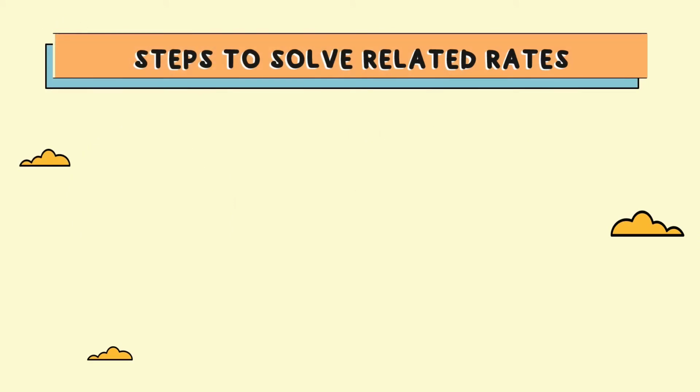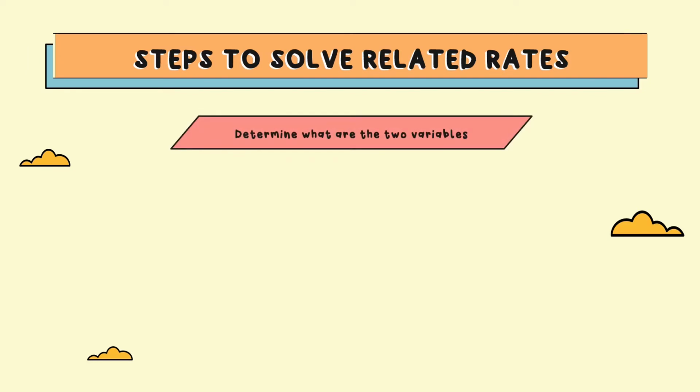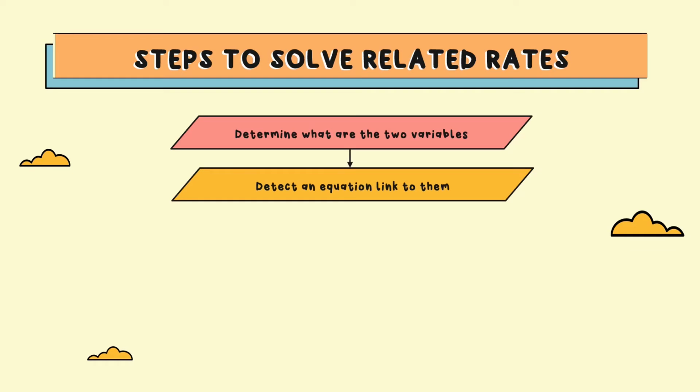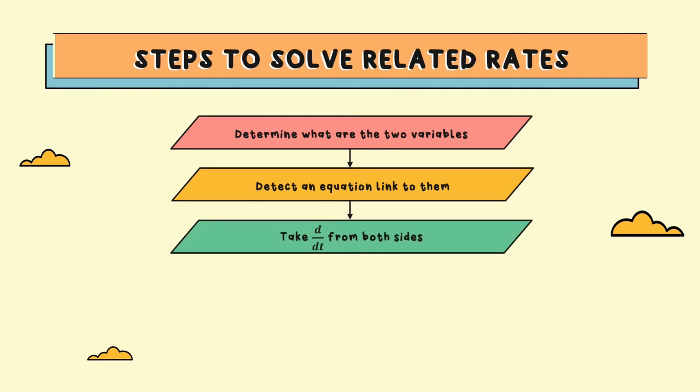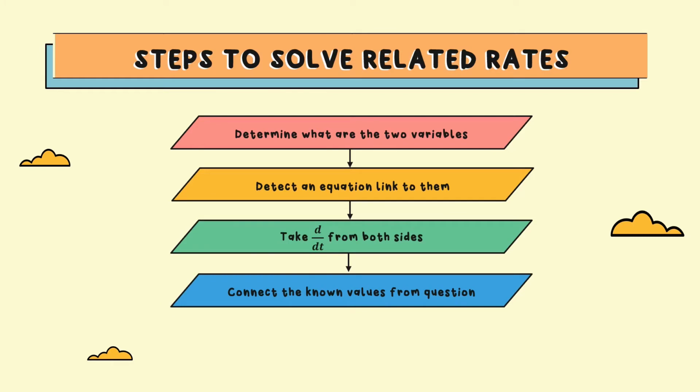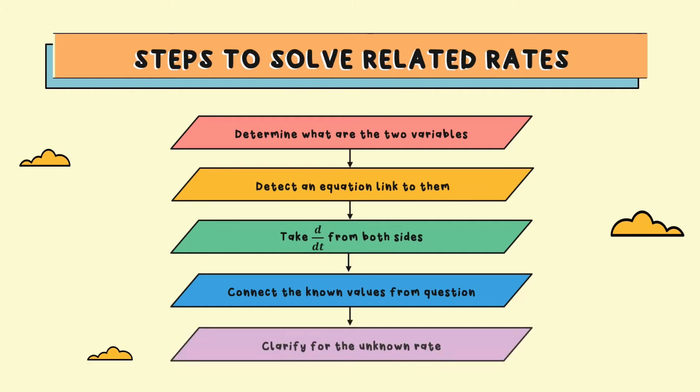There are a few steps to solve related rates. First, we have to determine what the two variables are. Second, find an equation linked to them. Third, take d over dt of both sides. Fourth, plug in all of the known values from the question given. Fifth, solve for the unknown rate.